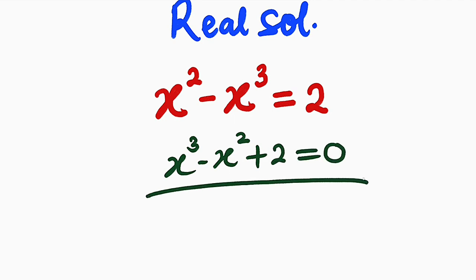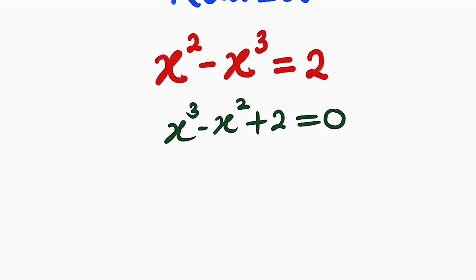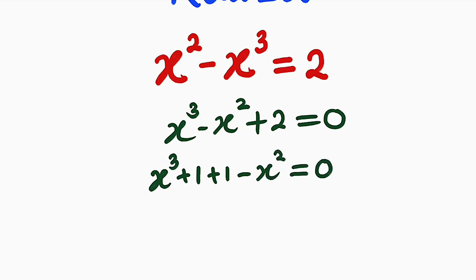The whole of this will be equal to 0. And now we have a cubic equation which we can factorize by grouping. I know that 2 can be written as 1 plus 1. So I can rewrite this equation as x to the power of 3 plus 1 plus 1, which is 2, then minus x squared. The whole of this equal to 0, right?